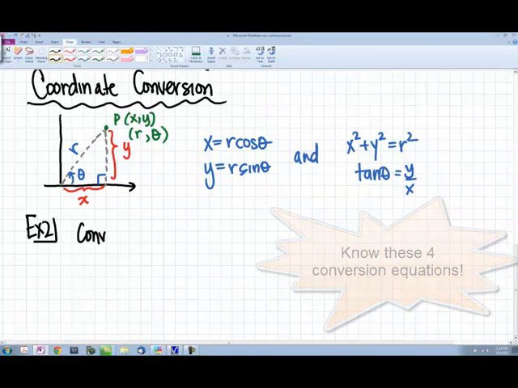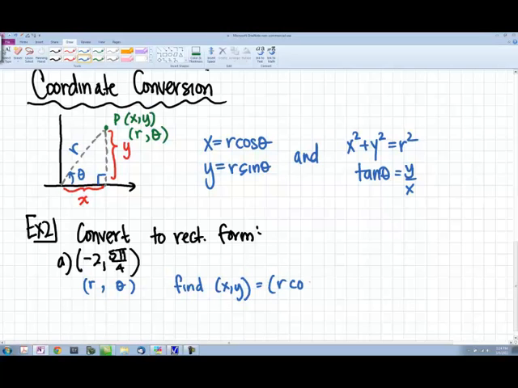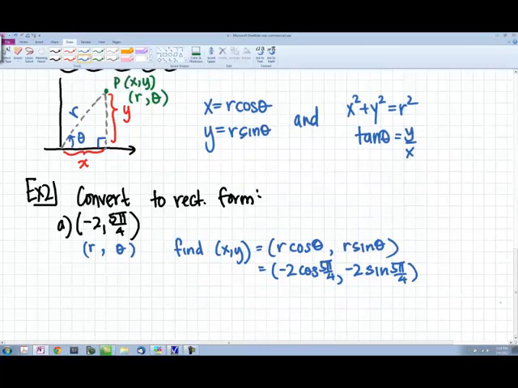I want us to convert to rectangular form the coordinate point (-2, 5 pi over 4). Since r is -2 and theta is 5 pi over 4, we want to find (x, y), which we know to be r cosine theta and r sine theta. So just plug everything in: -2 cosine 5 pi over 4, -2 sine 5 pi over 4, and then fill in the values.